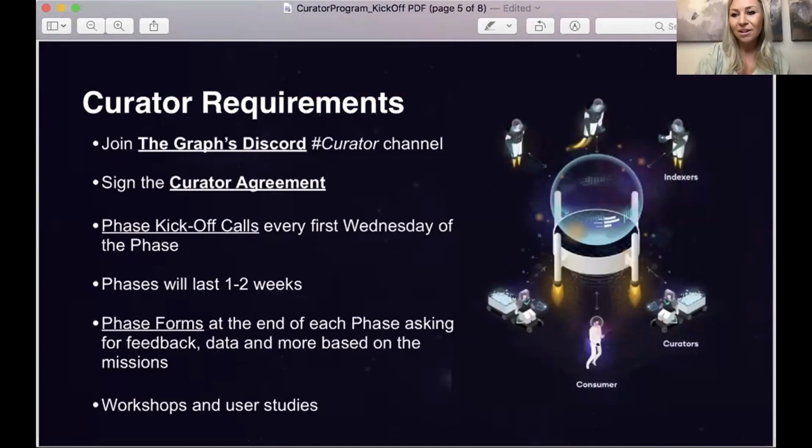So the requirements: you need to join the Discord channel. This is where all of The Graph team live. If you have any question at any point during the Curator program, the best place to ask is the Discord. There'll be an agreement that will be sent to you after this call. You'll need to sign that agreement to be eligible for these rewards. We will have a call just like this one every Wednesday of each phase kickoff. We anticipate that the phases will last between 1 week and 2 weeks. And then, as I mentioned, the forms will be required after each phase, and we'll use that for your scoring. We'll also have workshops and other user studies as well.